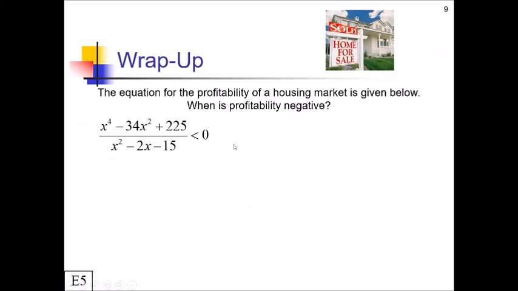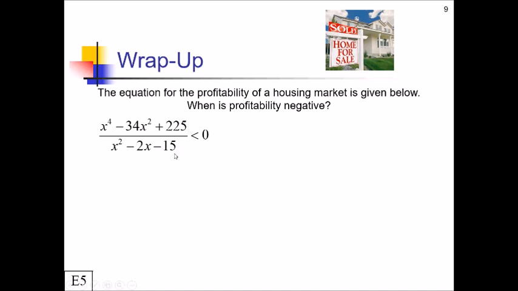For our last example, we'll throw a little real-life problem in here. Let's say we want to figure out when the profitability of a housing market is negative based off of this proposed rational function to represent the market. So maybe they came up with this by looking at a whole bunch of data and sort of turning it into a prediction curve of some kind.